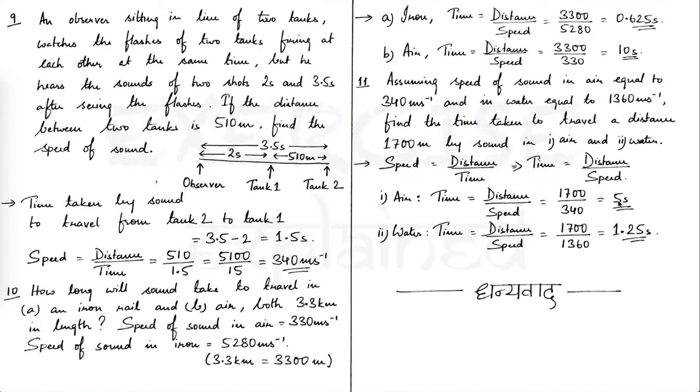1700 meters. Coming to the next part, that is for water, time will be equal to distance by speed, same formula. So that happens to be 1700 divided by 1360 because speed of sound in water is given as 1360. So that gives me 1.25 seconds.